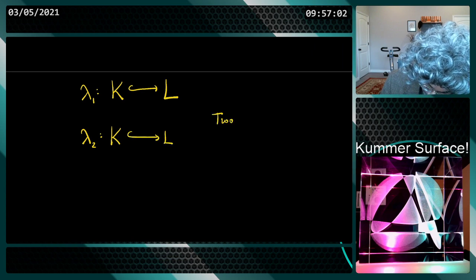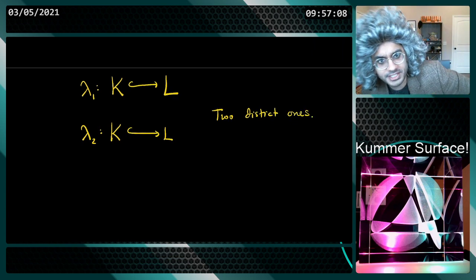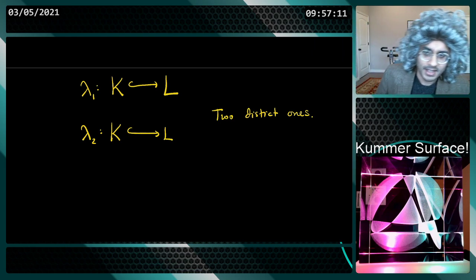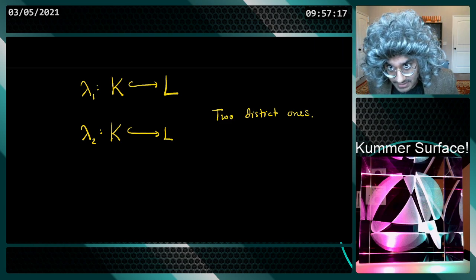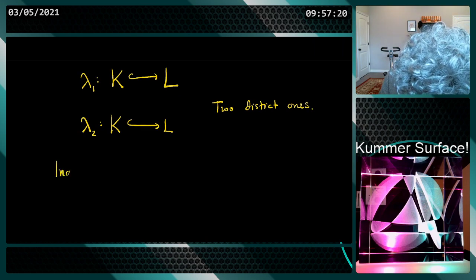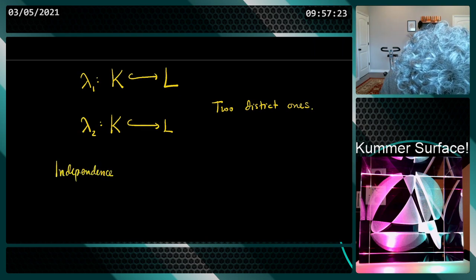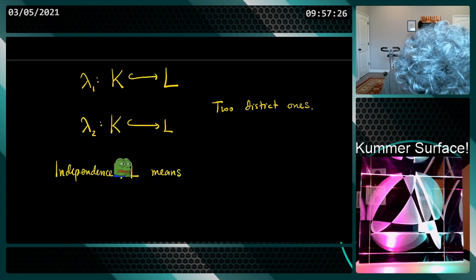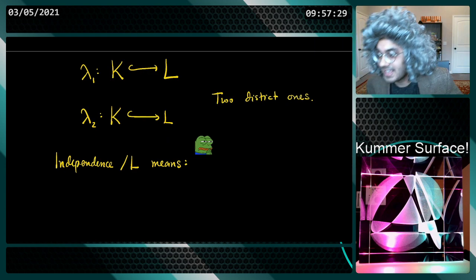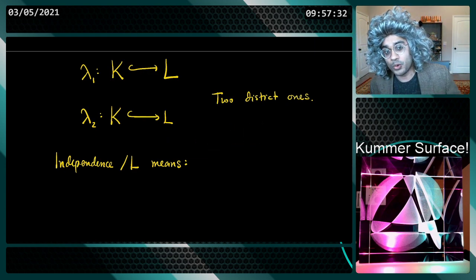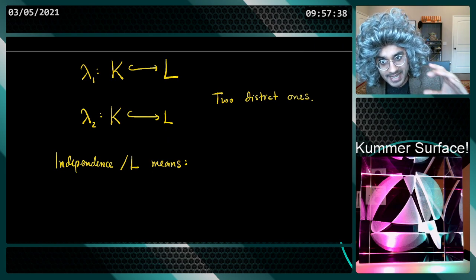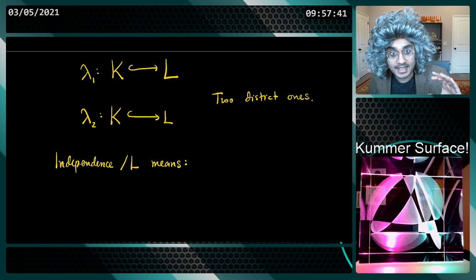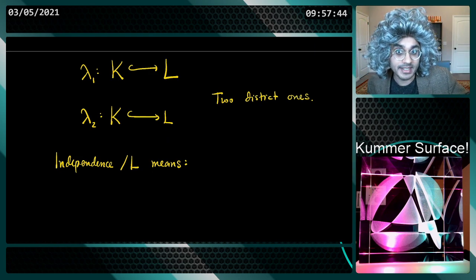Two distinct field homomorphisms. Okay, distinct field homomorphisms. What does it mean to say that these two are independent over L? It means that one of these functions, just input-output functions, is not obtained from the other function times an element in L.